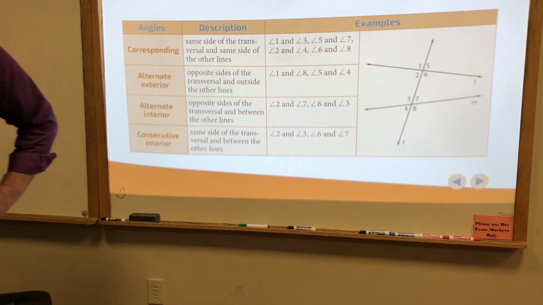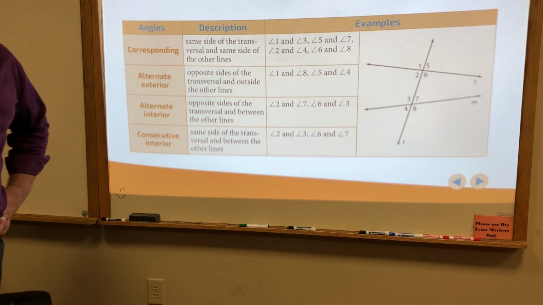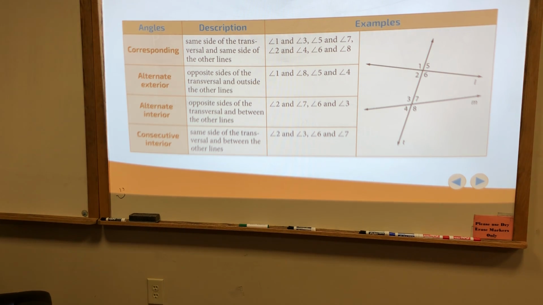All right, 2 and 6. I'm sorry, 2 and 3. Sorry, 2 and 3, they're consecutive. It's 6 and 7. All right, so 2 and 3, 6 and 7. Any questions on that? All right, good.